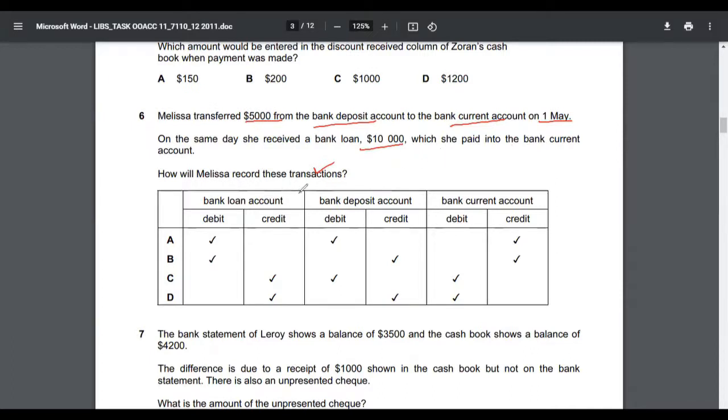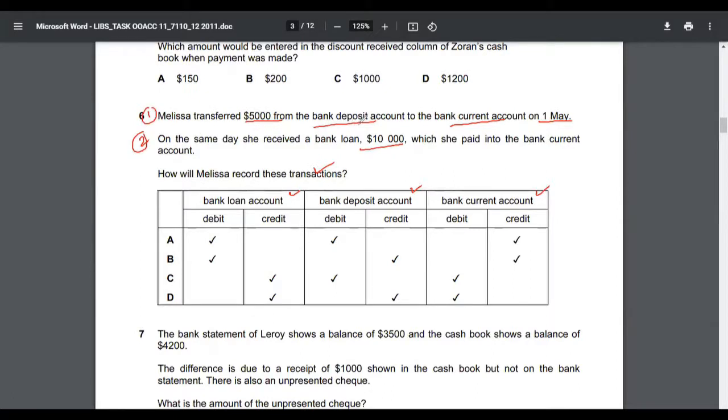There are three basic accounts going on here: bank loan account, bank deposit account, and bank current account. You just simply need to pass the debit and credit entry for this. So let's break this out into transaction 1 and transaction 2.